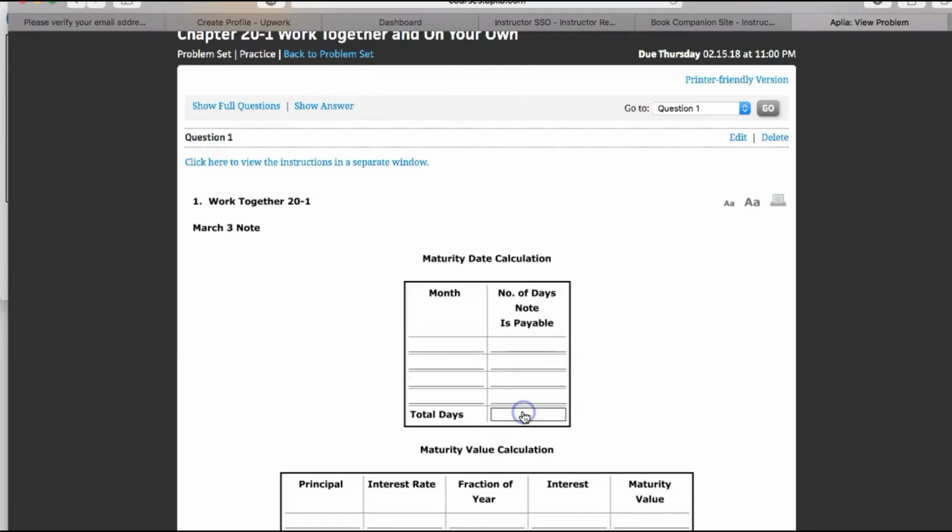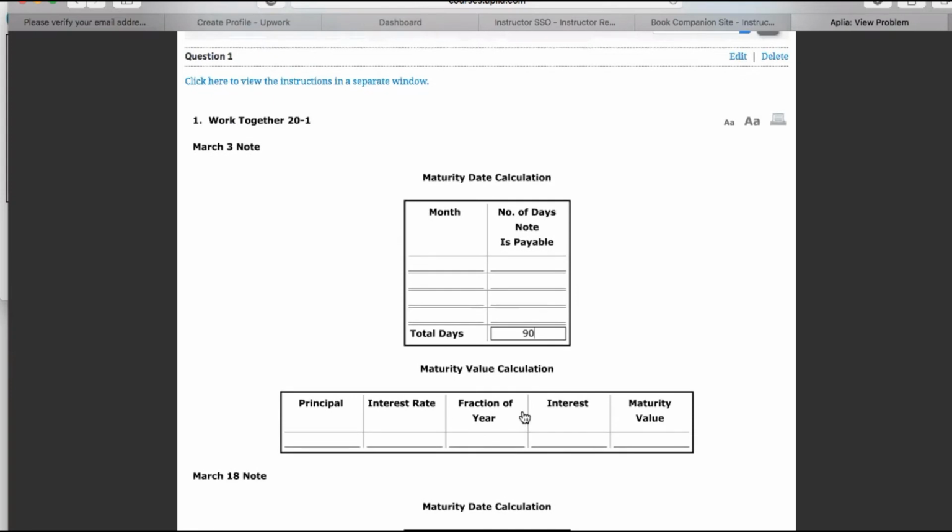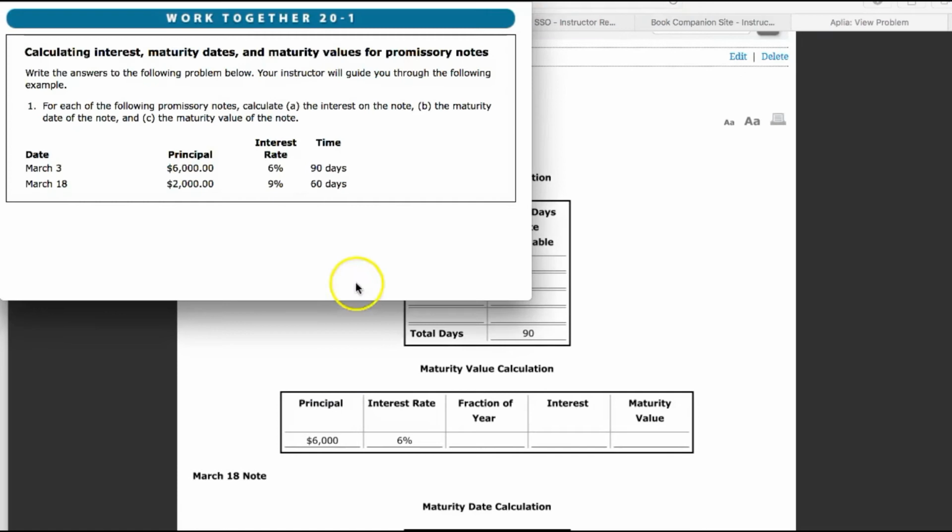Okay, so we know that our total days is going to be 90. And just so I don't forget, our interest rate is 6%, and our principal was $6,000. I got all of that from here. So 90 days, 6%, and $6,000. And our first date was March 3rd.